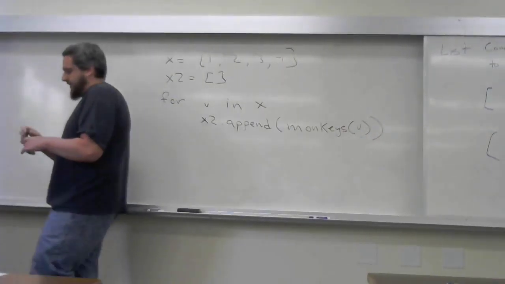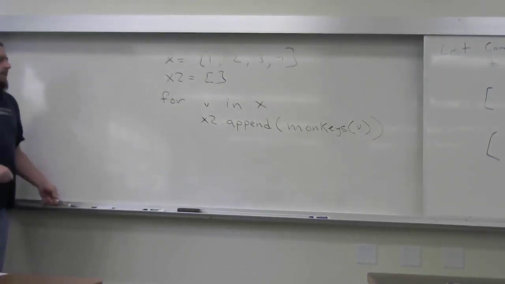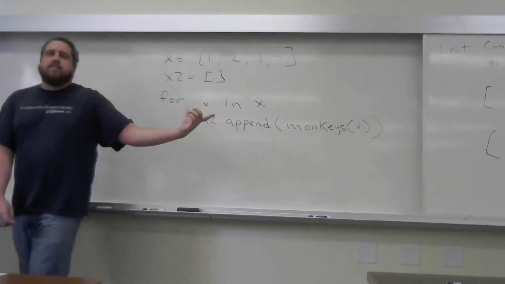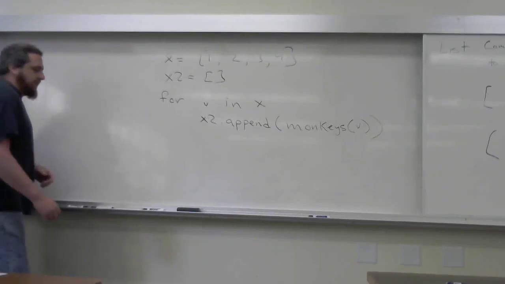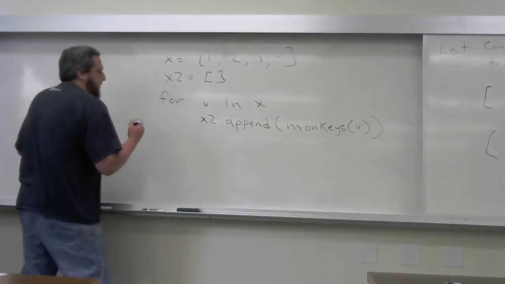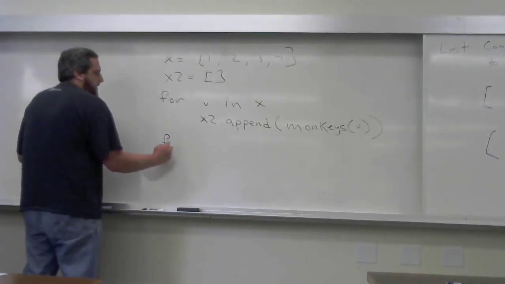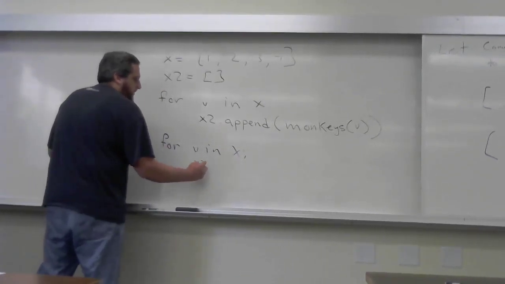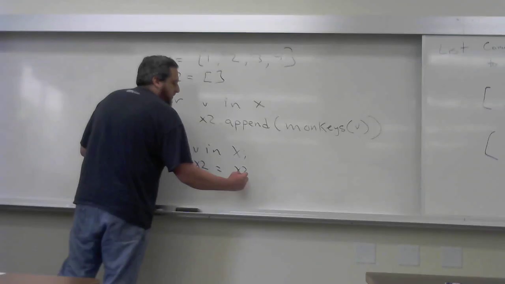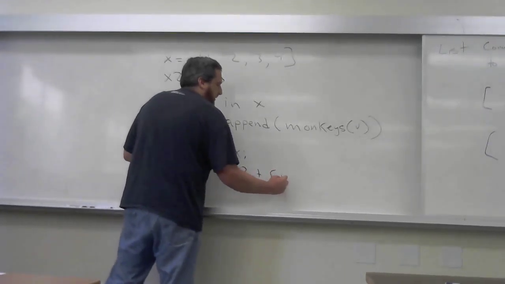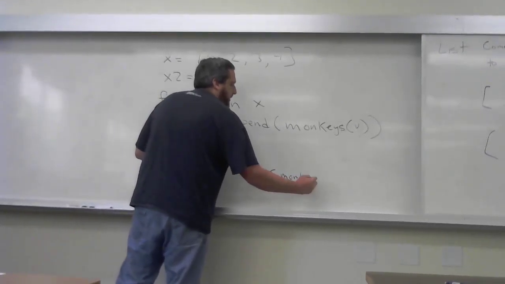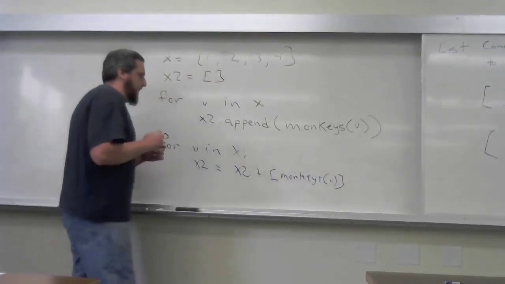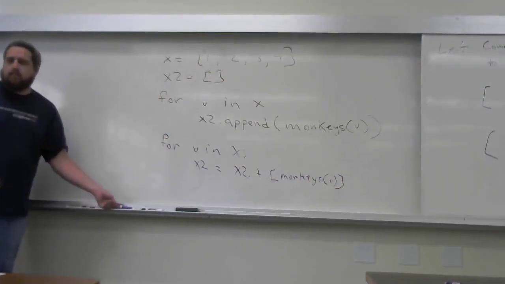Like so. So you use I instead of value here, right? In this case, you know about the append function on lists that will append to a list. If you didn't know about the append function, you could say something like this as well. This would be the equivalent. You could say for V in X, X2 equals X2 plus the list of monkeys of value as well. Those are equivalent lists.